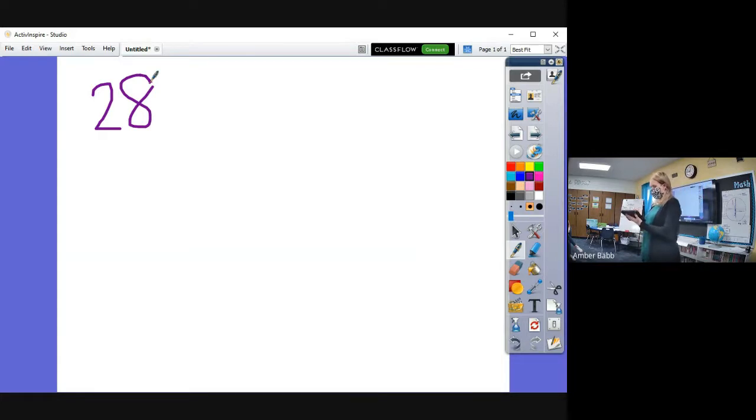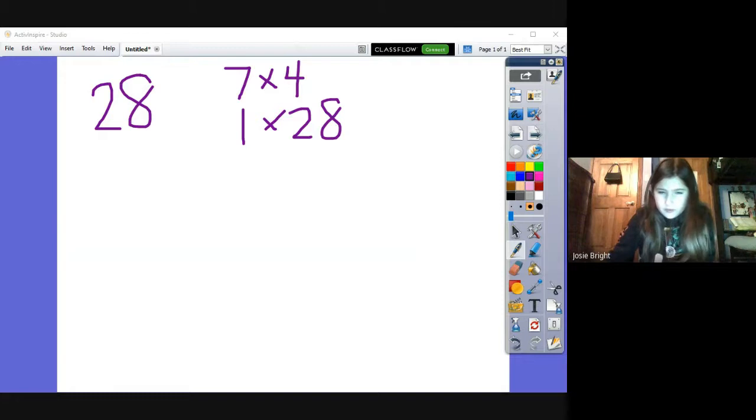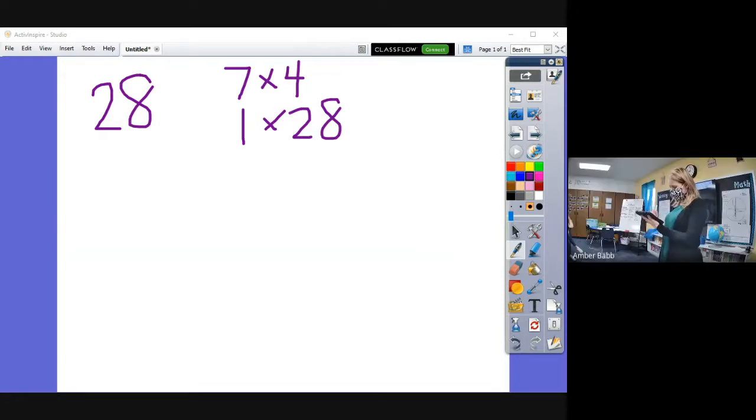Parker. 7 times 4. Parker says 7 times 4. Sophie. 1 times 28. Anything else? Let me go to a virtual friend. Virtual friends. Anybody have anything else to add to that? 2 times 14. There you go.